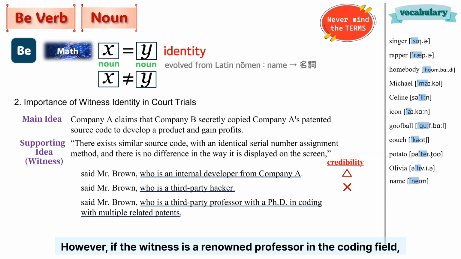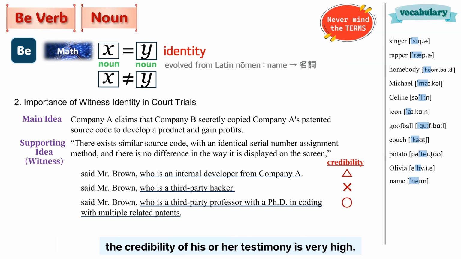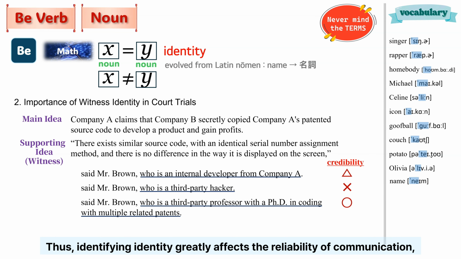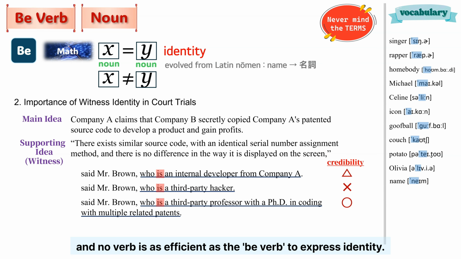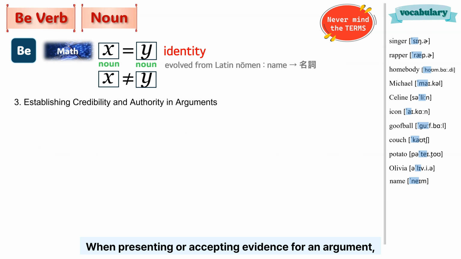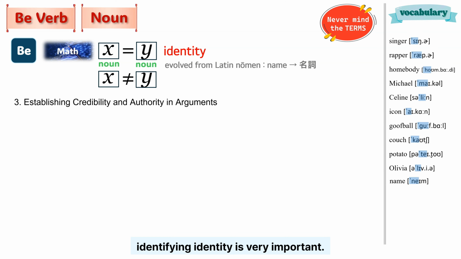However, if the witness is a renowned professor in the coding field who holds many related patents and has no interest in Company A, the credibility of his or her testimony is very high. Thus, identifying identity greatly affects the reliability of communication, and no verb is as efficient as the be verb to express identity. When presenting or accepting evidence for an argument, and even in reading comprehension, identifying identity is very important.